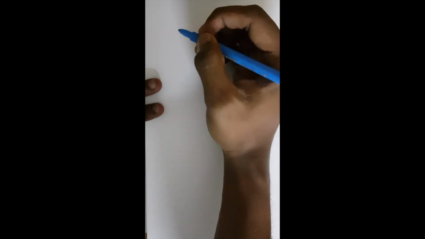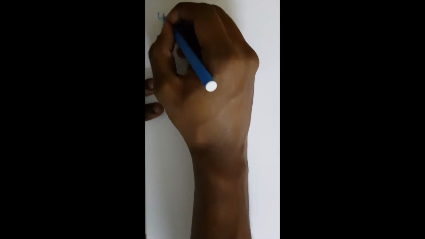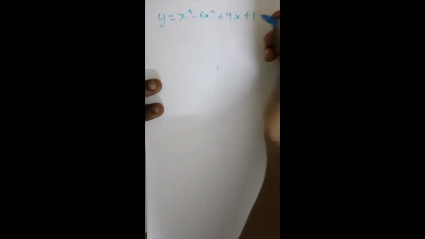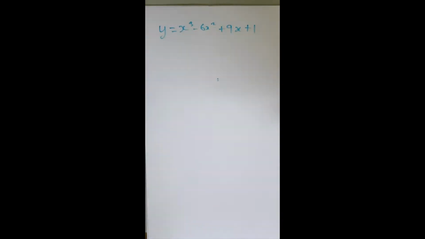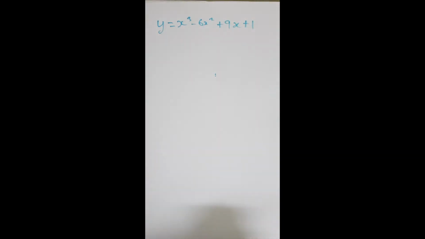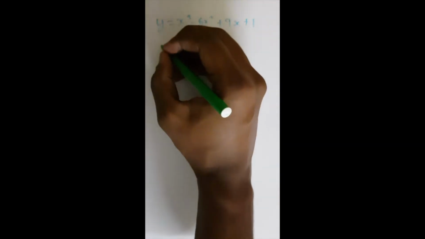So as stated, the question gives this equation, and we have to find the relative maxima and minima. So what I would like to do first is find the y prime and the y double prime. So we'll go ahead and do that.